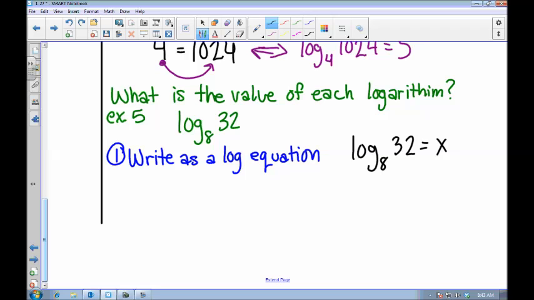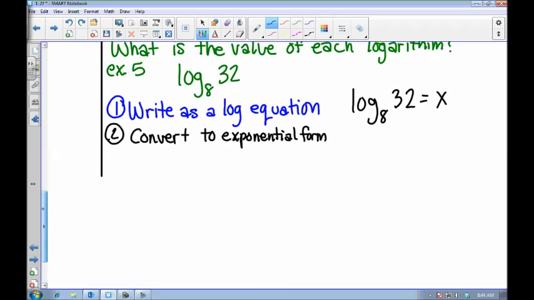Second step is to convert, which we should be able to do now. Convert to the other form. What's the other form called? Exponential form, because our calculator can't handle a base 8. Okay, convert to exponential form. Our calculator can do exponents of any number we want. Okay, so let's convert it to exponential form.